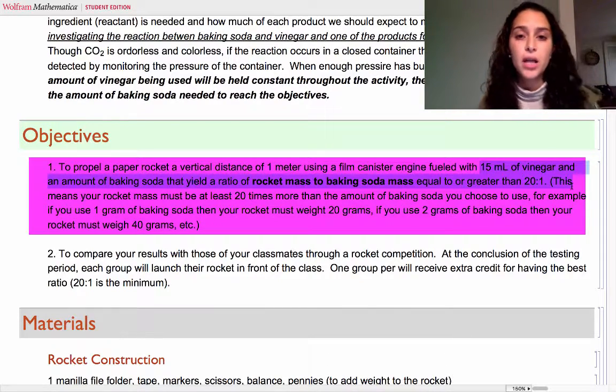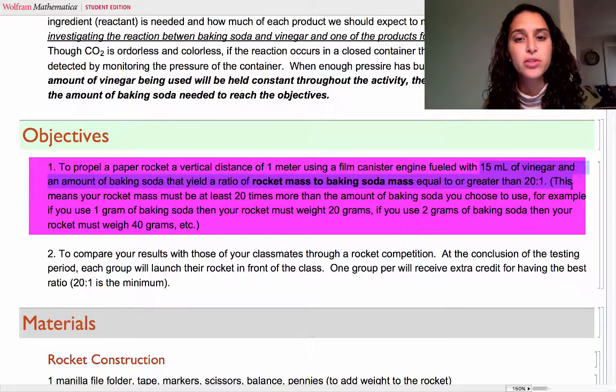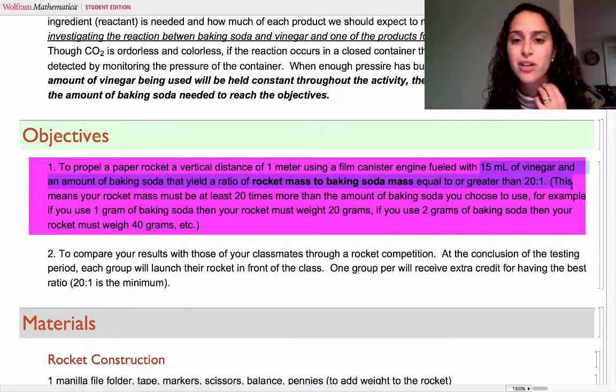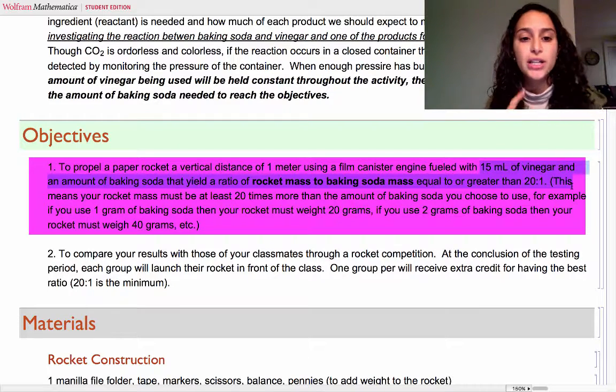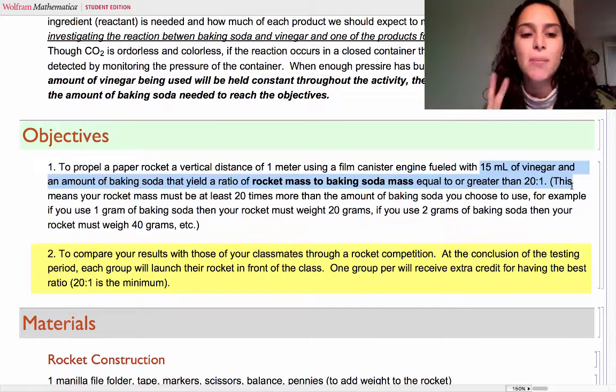You want the mass of your rocket compared to the mass of the baking soda you use to be at the very least 20 to 1. So the mass of your rocket is 20 times greater than the mass of your baking soda. That's the starting point. So it needs to go over 1 meter and you need a 20 to 1 ratio of rocket mass to baking soda mass. That's objective one.